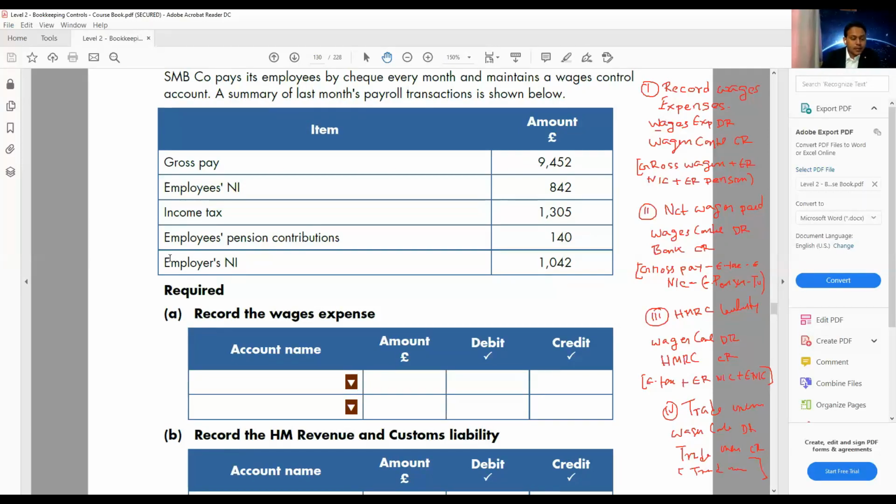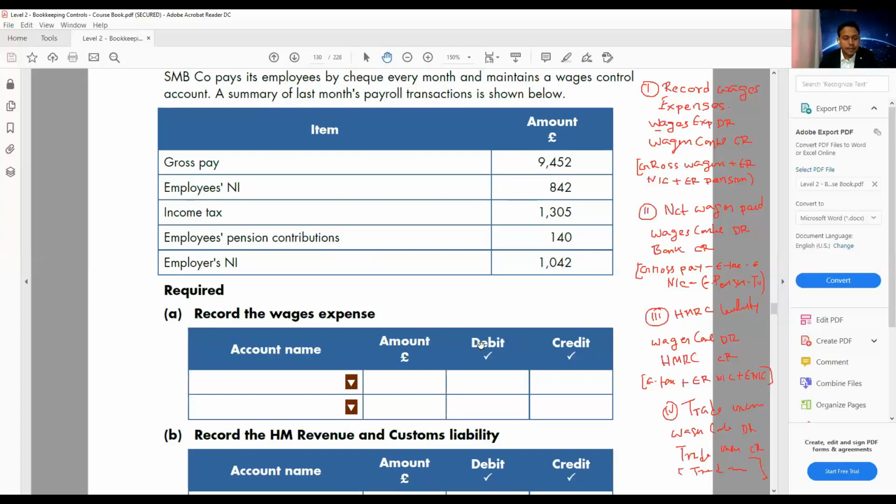Then the last item we can see here is the employer national insurance contribution. Employer means the company, the business. So employee means the person who is working, and employer means the company, the business. So for the business, the national insurance contribution is 1042. That's fine. That's not a problem for us.